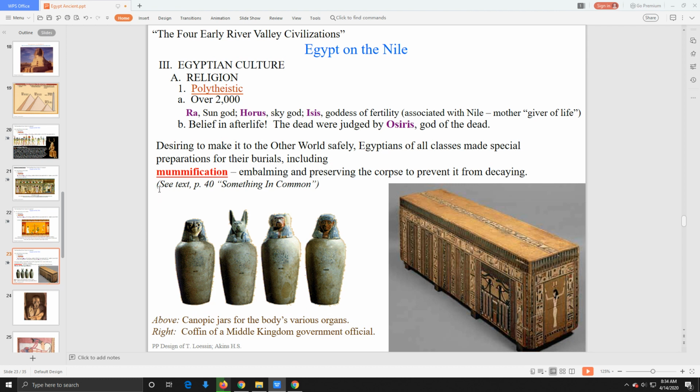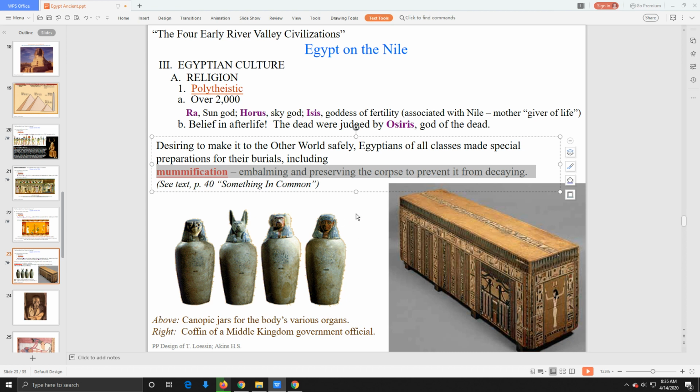Next thing to talk about is mummification. Go ahead and make a 6 and write down mummification and then an equal sign: embalming and preserving the corpse to prevent it from decaying. So mummification is when you embalm and preserve the corpse to keep it from decaying, and that way it doesn't break down over time.